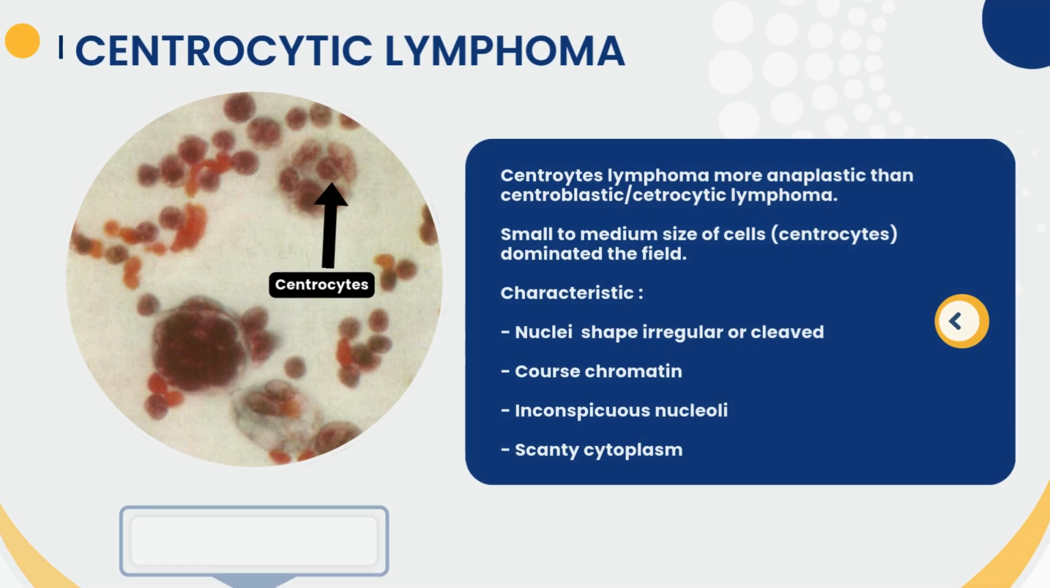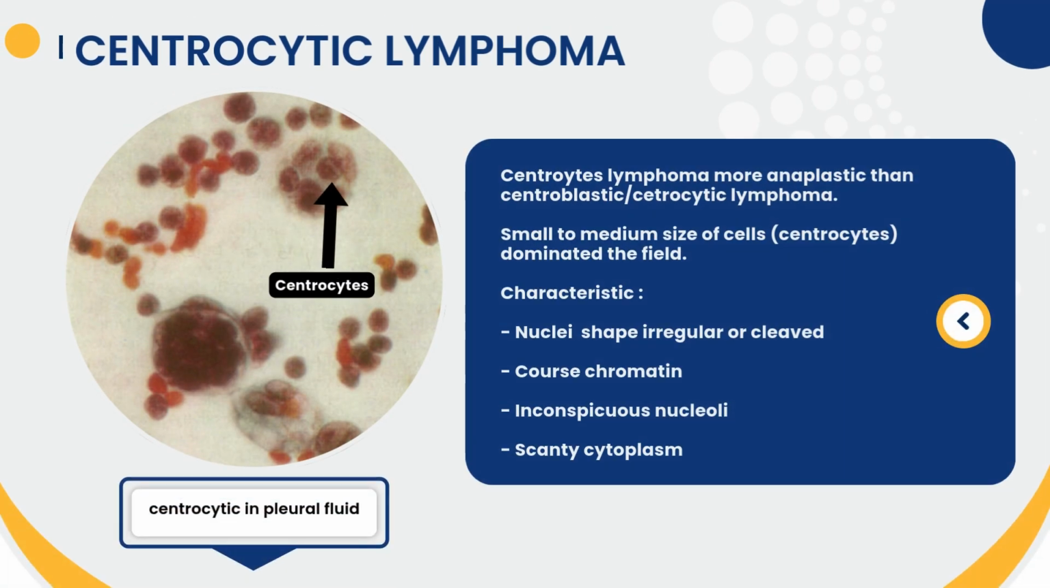For centrocytic lymphoma, it is more anaplastic than centroblastic centrocytic lymphoma. The size of the cells that dominate the fields is small to medium. The characteristics that can be found are irregular or cleaved nuclei, coarse chromatin, inconspicuous nucleoli, and scanty cytoplasm.